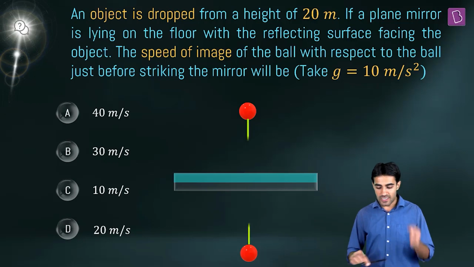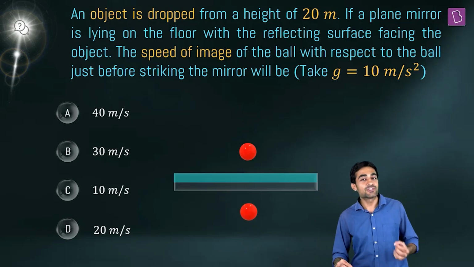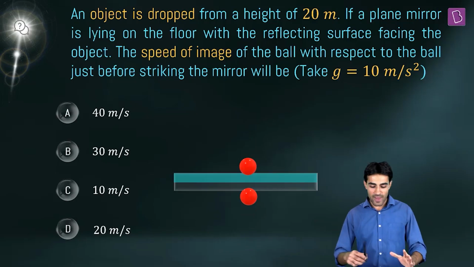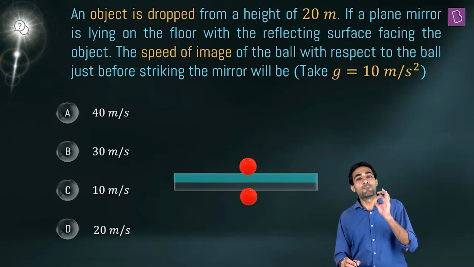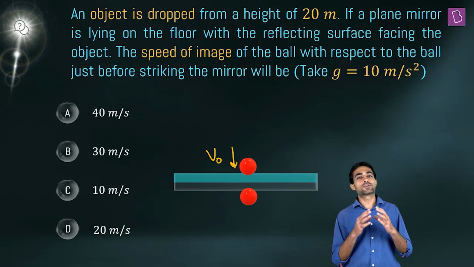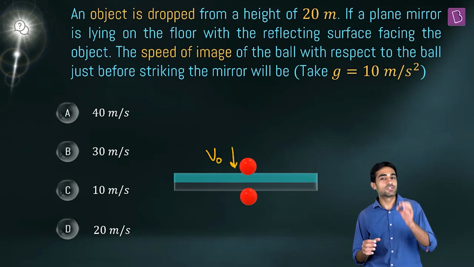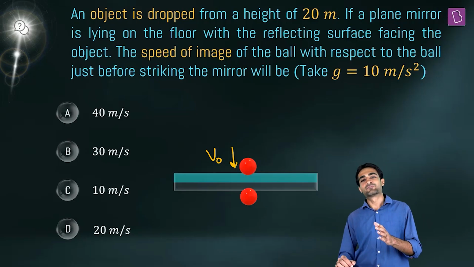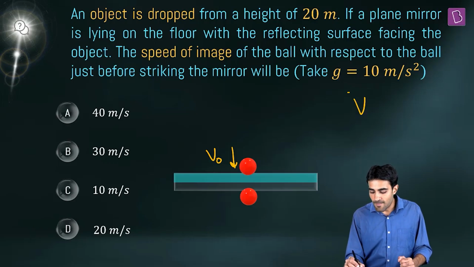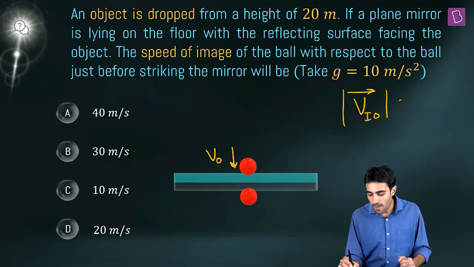The object moves towards the mirror. And what will happen to the image? The image will also move towards the mirror. So when the object was just about to hit the mirror, let's say its velocity was v naught. This is the velocity of the object when the object was just about to hit the mirror. At this point, we have to tell what is the magnitude of velocity of image with respect to object.